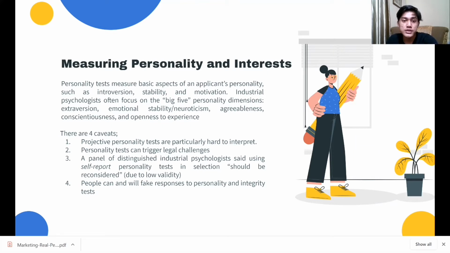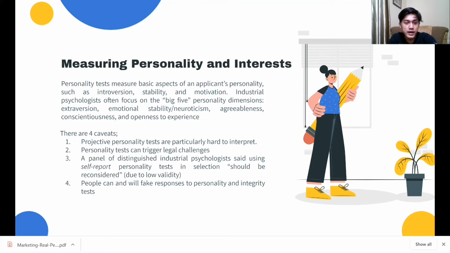And the third one is measuring personality and interests. Personality tests measure basic aspects of an applicant's personality, such as introversion, stability, and motivation. Industrial psychologists often focus on the big five personality dimensions: extraversion, emotional stability or neuroticism, agreeableness, conscientiousness, and openness to experience.